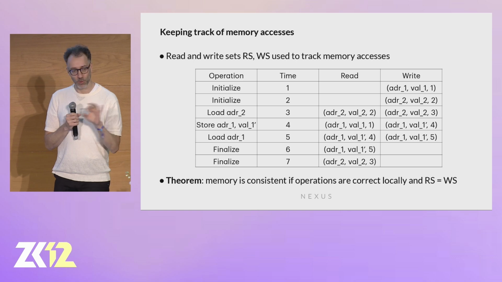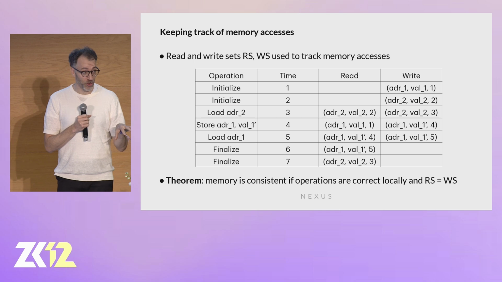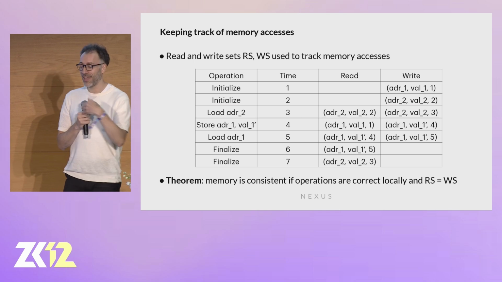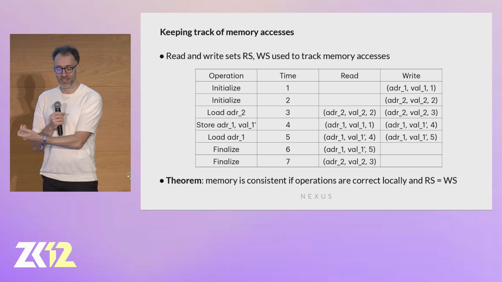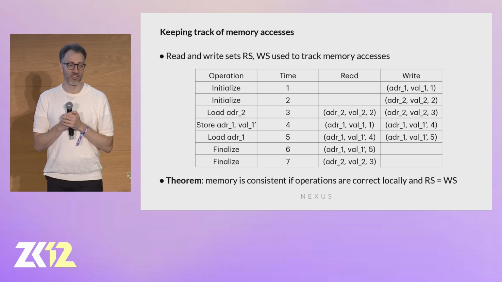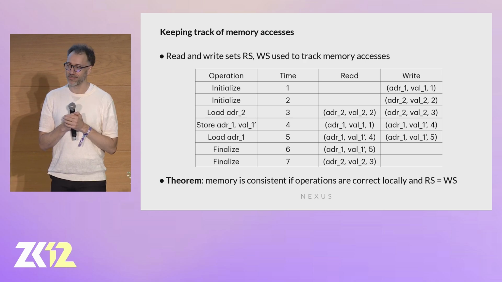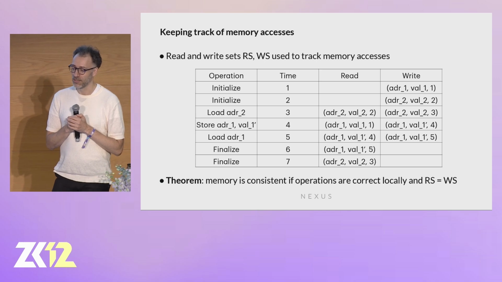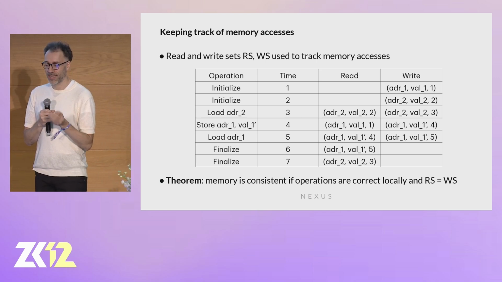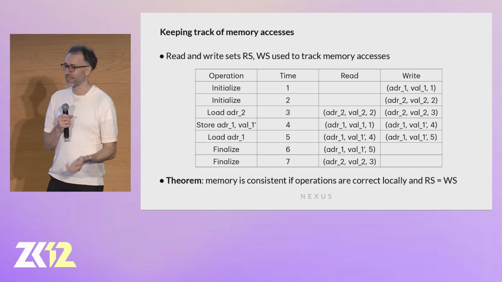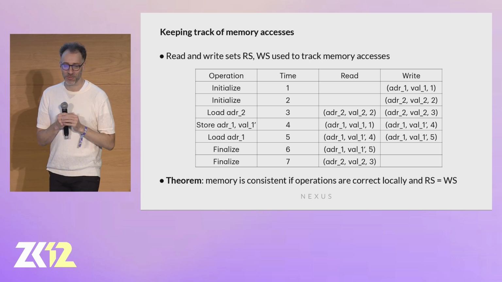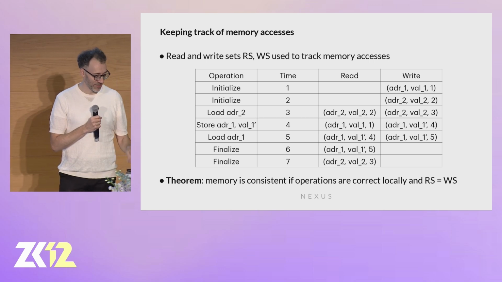So there are these kind of local constraints. If those local constraints are satisfied, and we also have that the read set is equal to the write set at the end, then we know that the memory is consistent throughout. The question is now how to check that, because these read sets and write sets also grow really big. So that's not something we want to store inside the zkVM.